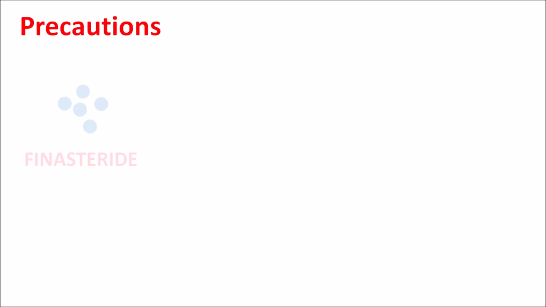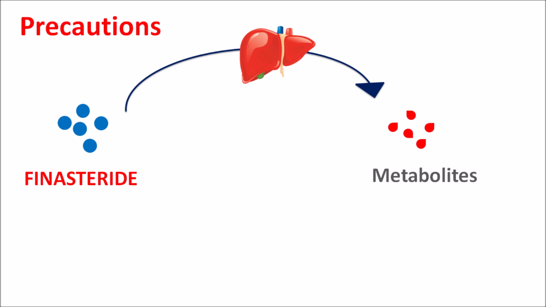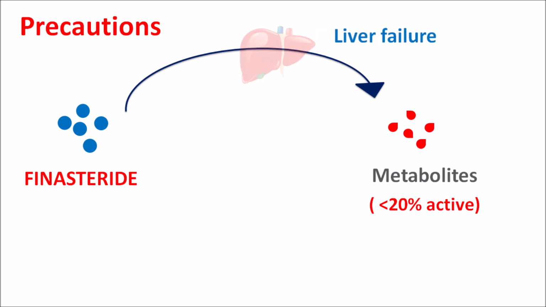Similarly, another important precaution of finasteride is that this drug is extensively metabolized and converted into metabolites by liver enzymes. So cytochrome P450 enzymes are involved in the extensive metabolism of finasteride within the liver. These metabolites are somewhat less active, less than 20% as active as finasteride. So by metabolism, the activity of finasteride is going to be reduced. But in patients with liver failure, this metabolism is not properly maintained, resulting in increased toxic effects of finasteride. So in patients with liver failure, this drug should be carefully given.